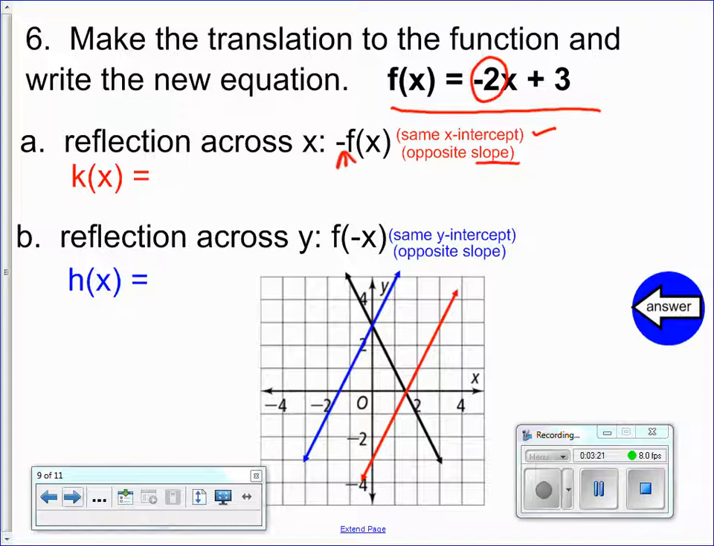For the red line, we can write the equation as k of x is 2x, and you can see down here my intercept is negative 3. The second one is a reflection across the y, so that is the blue line. I have the same y-intercept, but again the opposite slope. So my equation here has the opposite slope, y equals 2x, but my y-intercept is the same.